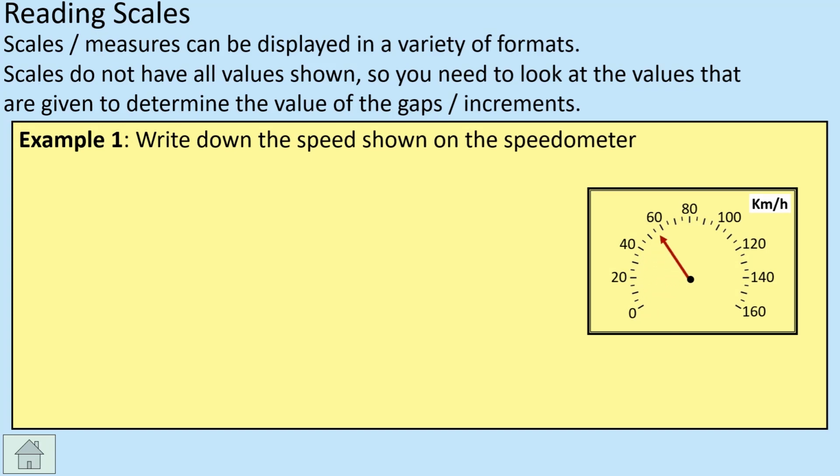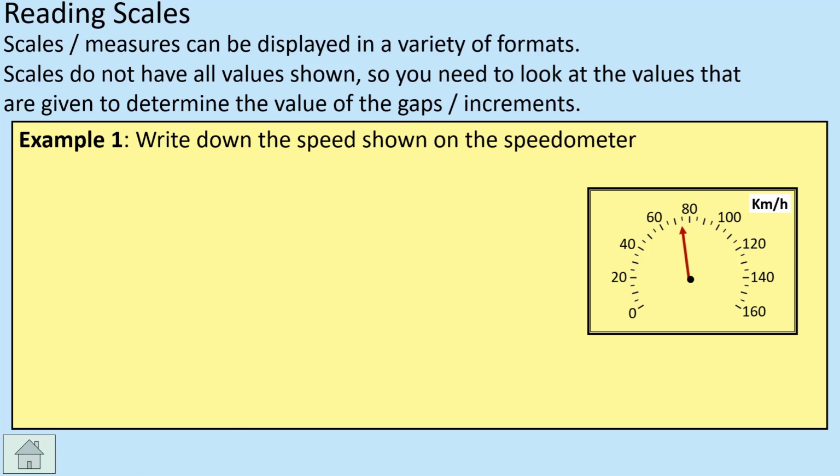So looking at this little speedometer, you can see it moving up, and it asks you to say what's the speed shown on this speedometer. Well, the first thing we're looking for is, what are the units? We can see the units on here. You've got kilometers per hour. So this is in kilometers per hour.